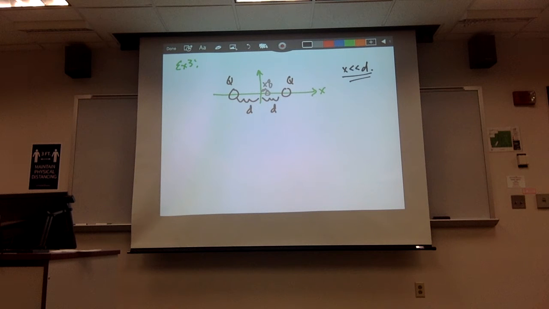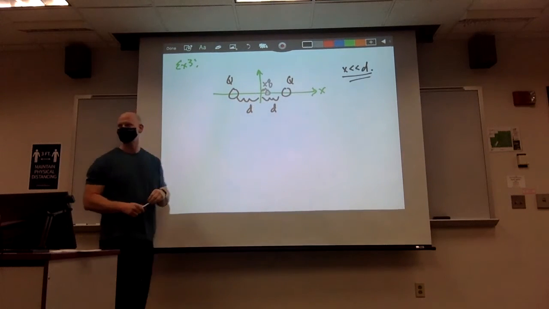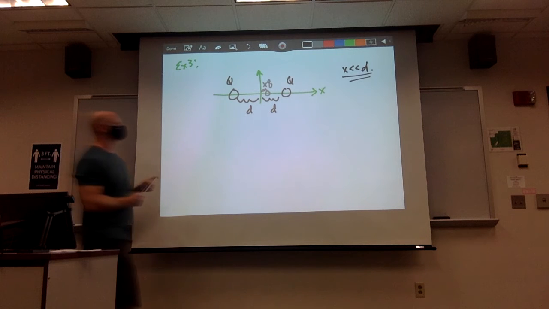This will be important. So I'm going to move it. I'm going to displace it to the side. And then I'm going to let it go and we're going to watch what happens. So what happens? So let's talk about the motion before we actually do it. So what's going to happen to this little particle of Q?